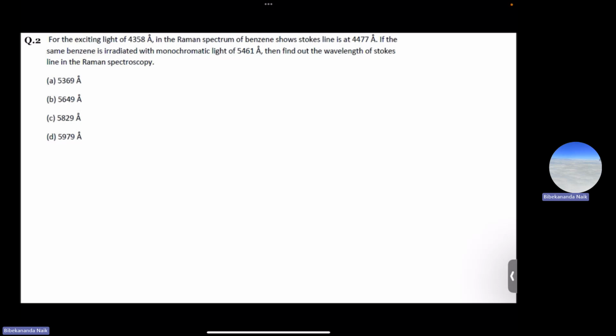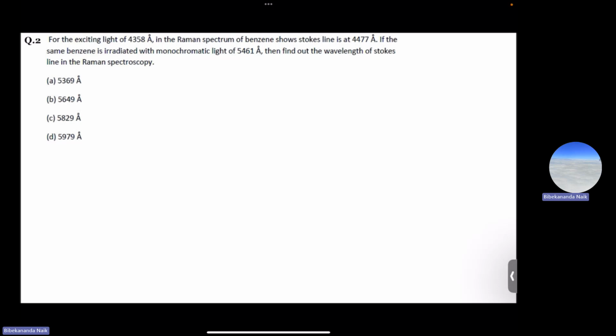If the same benzene is irradiated with monochromatic light of 5461 angstrom, then find the wavelength of the Stokes line in Raman spectroscopy. This question is a bit different from the previous question. In the previous question, we calculated the anti-Stokes line, but here one incident light and the corresponding Stokes line are given, and we want to find, if light of a different wavelength is used, what will be the wavelength of the Stokes line.